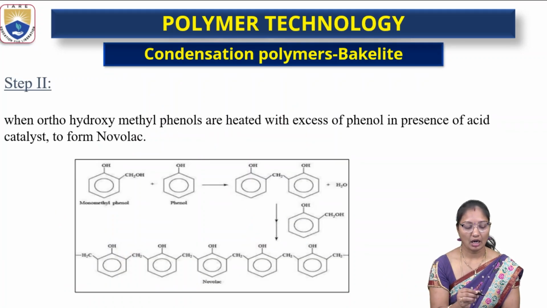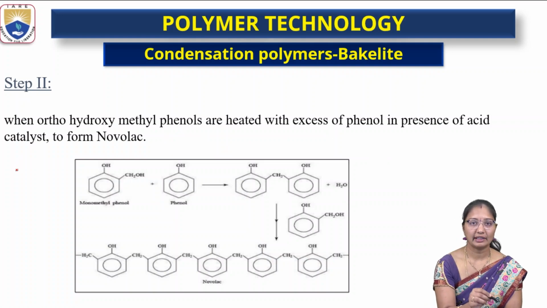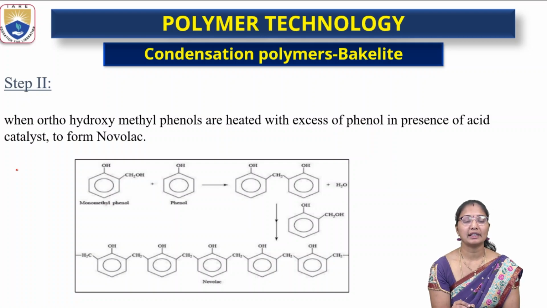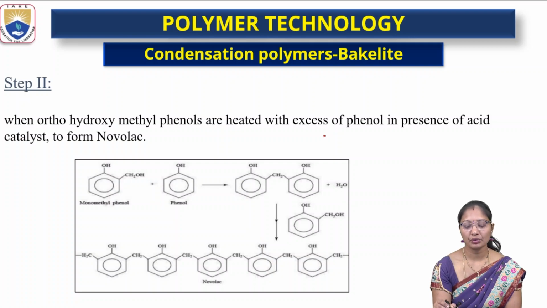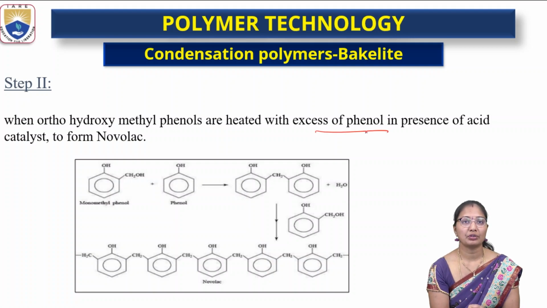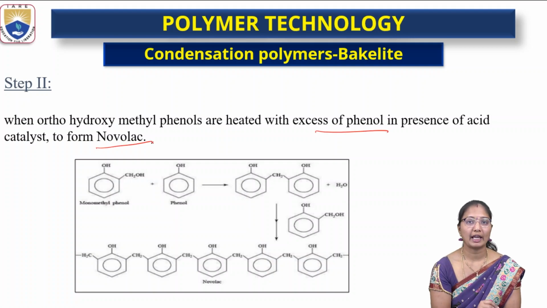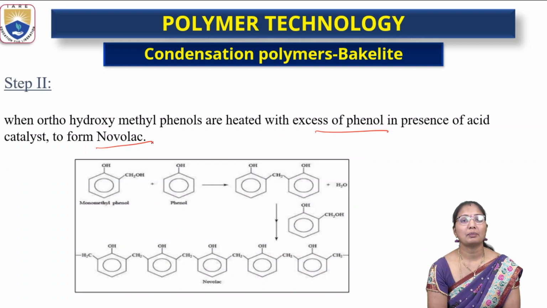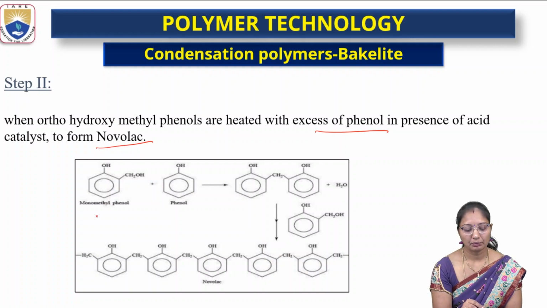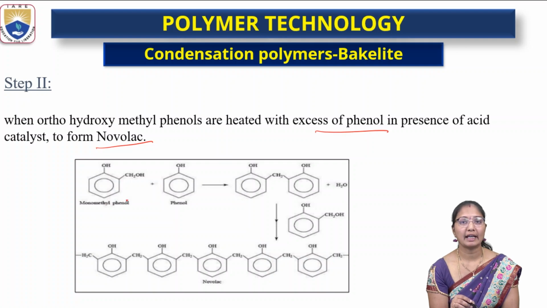So when ortho-hydroxymethylphenols are heated with excess phenol in the presence of acid, as we know, phenol and formaldehyde react in the presence of an acid or base catalyst. When excess phenol is used, it forms a novolac. Novolac is nothing but the polymer formed from phenol and formaldehyde when excess phenol is used.